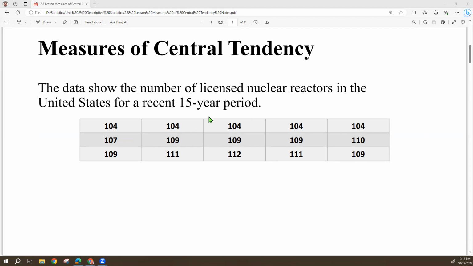Here we have a data set of the number of nuclear reactors in the United States for 15 years. So we have 15 data points. What I'd like you to do is pause here and get this data into a fresh Excel workbook page so that we can use it to calculate some measures of central tendency. So pause here and put that data into your Excel file.